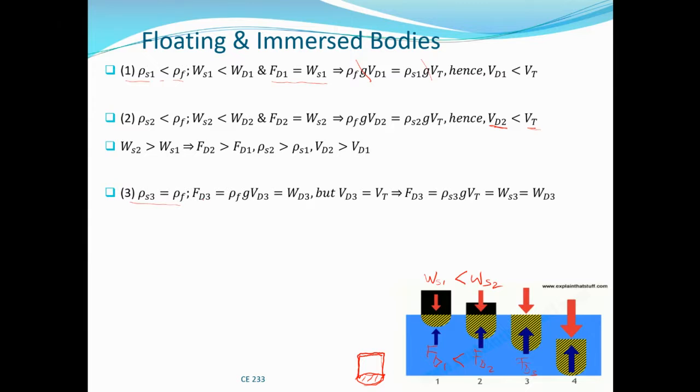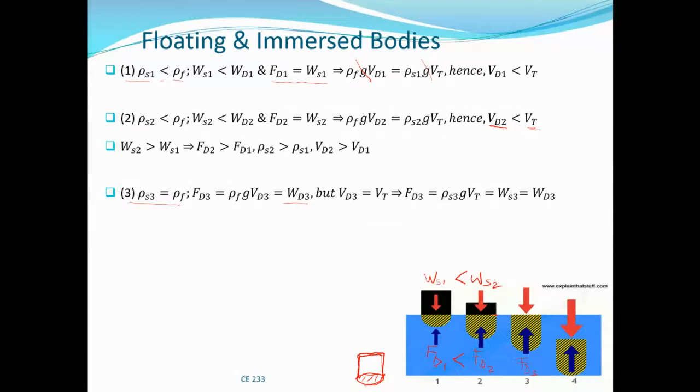In this case, you have the buoyant force being equal to rho g and the volume of the displaced liquid, which is equal to the weight of the displaced liquid. The volume of the displaced liquid is now equal to the total volume of the ship, because the ship is completely submerged in the water.